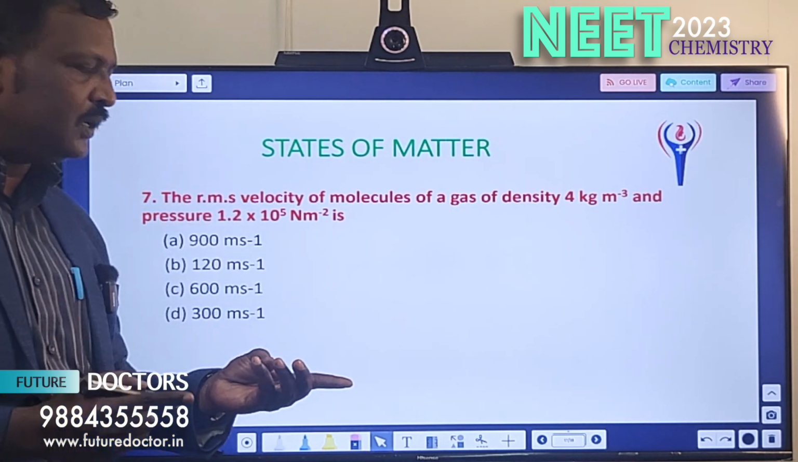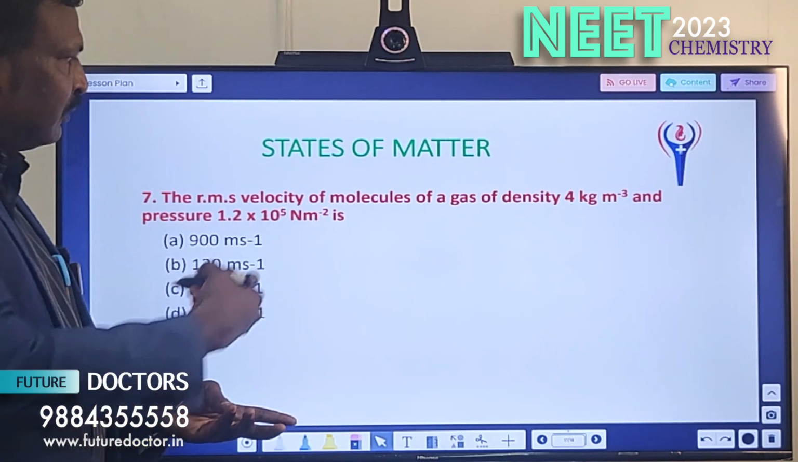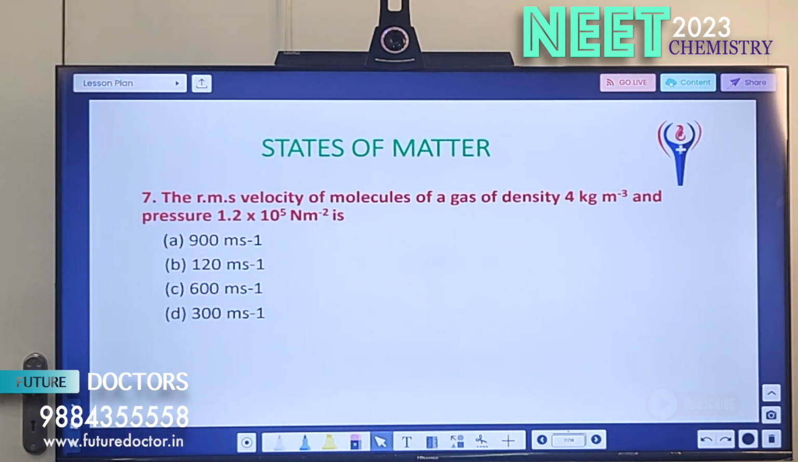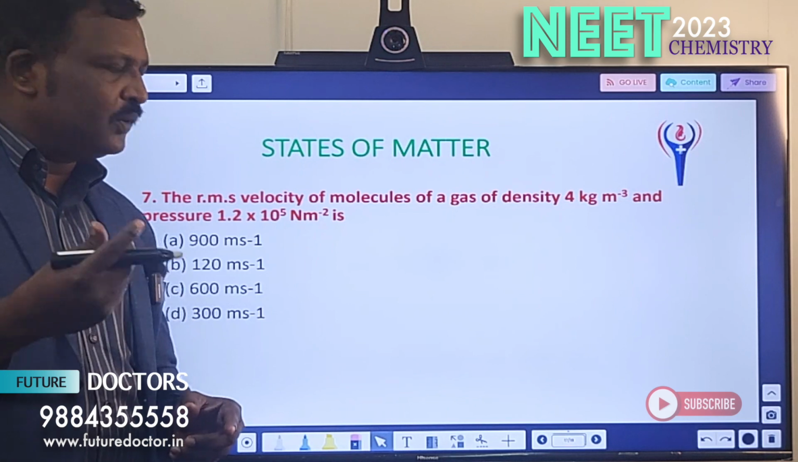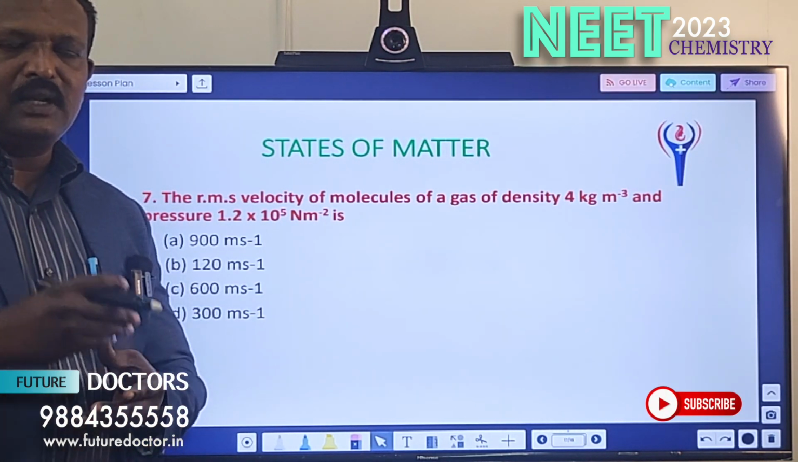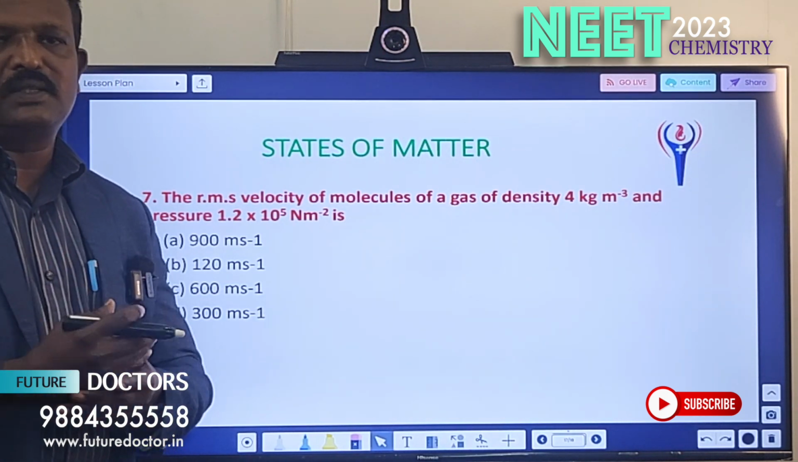Here root mean square velocity, average velocity, we have so many formulas. If you know the formula, you can solve the sums. Understood? So just go through this before I give the solution, you should be ready. When I give solutions to these sums, if you know the formulas, it will be easy to understand. Thank you, students.